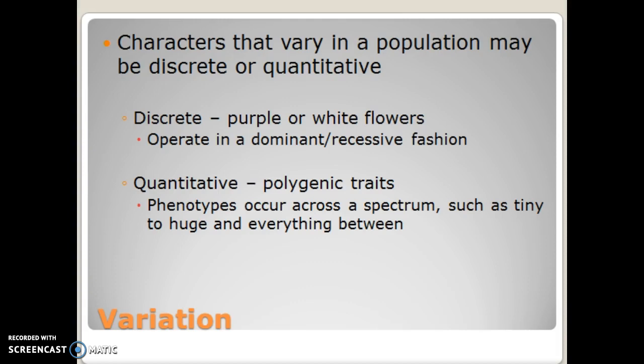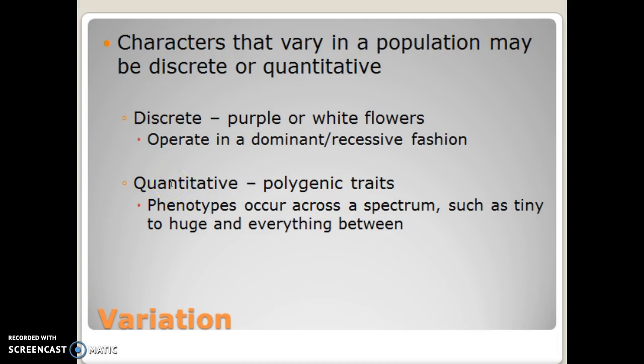So variation can come in one of two forms, either discrete or quantitative. Discrete you can think of as sort of this: a discrete trait will be this or that. Nothing else, can't be a blend, can't be a different color. So discrete would be this or that, which operate in a standard dominant recessive fashion. So all of the traits that Mendel was looking at were discrete characters.